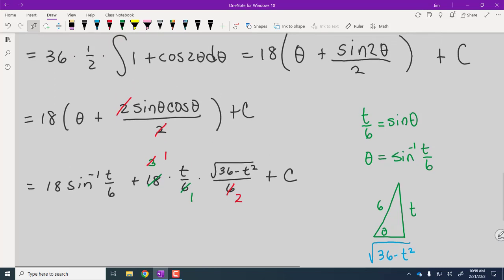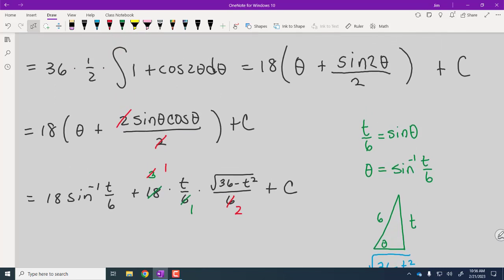When you're integrating, integrating 1 gives theta. The integral of 1 with respect to theta is theta. The derivative of theta is 1 if you're differentiating with respect to theta. For the integral of this function, note that we have a linear angle.